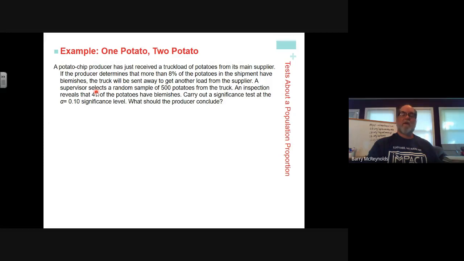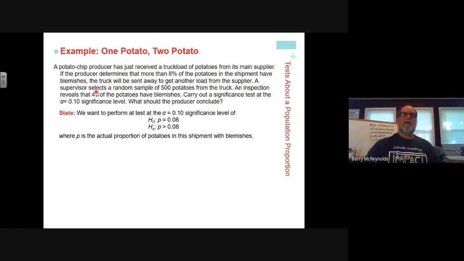Okay, so now we're going to go through all of those steps. The first step is always to state the significance level, the null hypothesis, and the alternative. And remember, we're only concerned if the proportion of blemished potatoes is greater than 0.08. So we're going to do a right-tailed test where p is greater than 0.08.